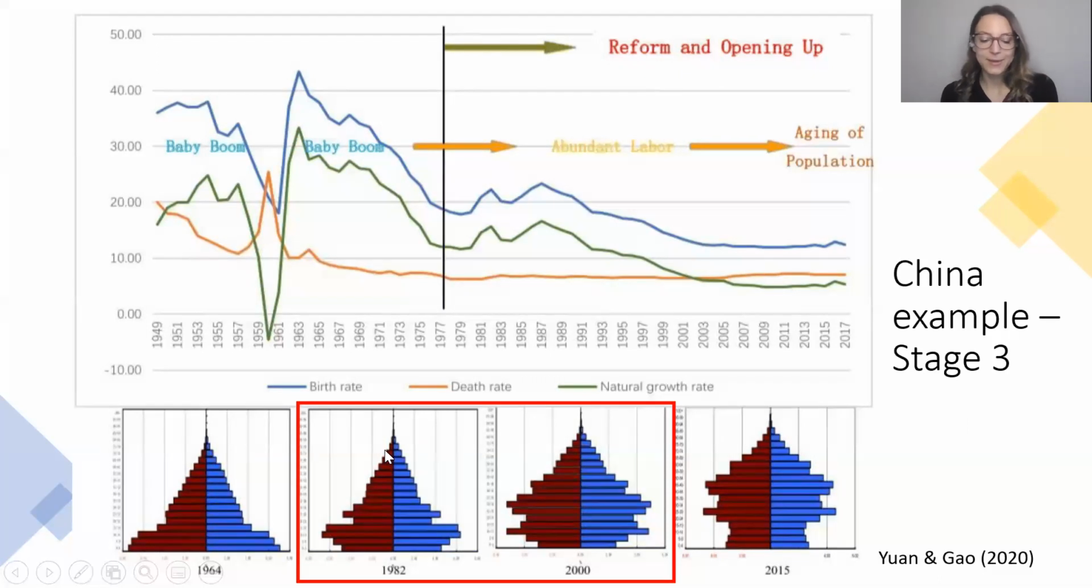And why might that be? Well, as you can guess, in 1980 the main change that happened was the population policy, the one-child policy that took place in 1980. So this had some pretty large-scale impacts on the population in China, as you might imagine.